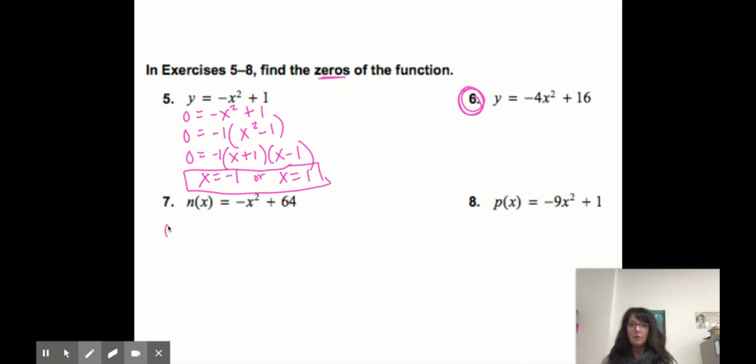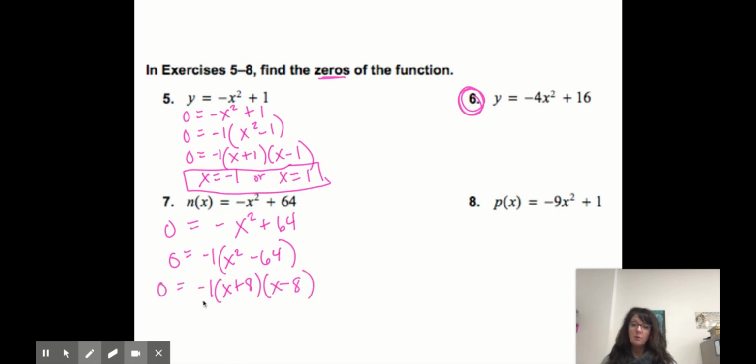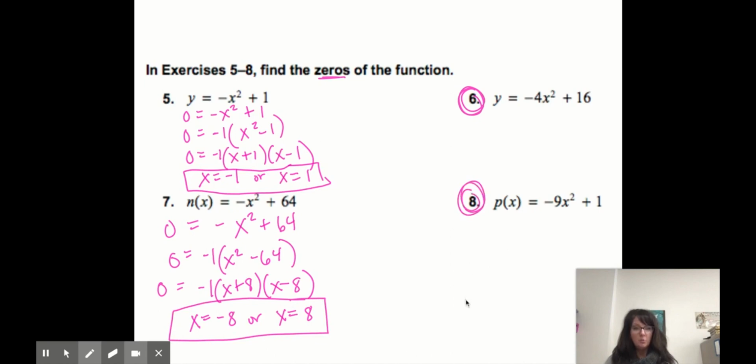I'm going to move over to number 7. First, I'm going to make it 0 equal to negative x squared plus 64, common factor negative 1. X squared minus 64, difference of two squares. It's all equal to 0. So that means that we have x is equal to negative 8 or x is equal to 8. Okay, and go ahead and do number 8. So we have to do 2 problems on this page.